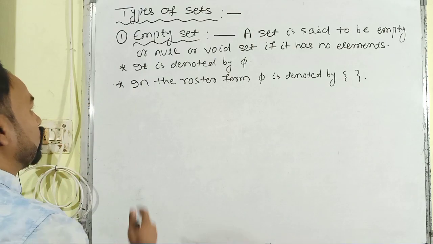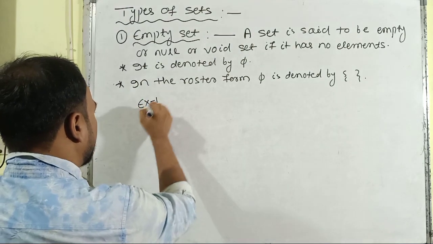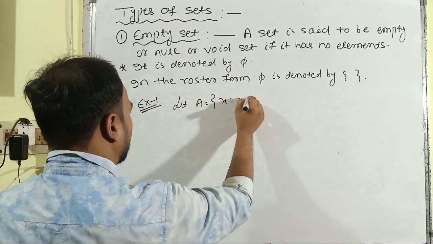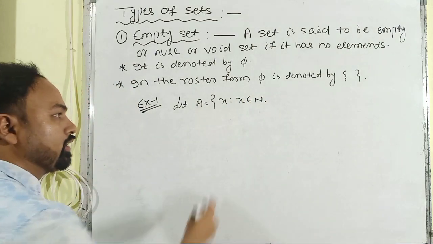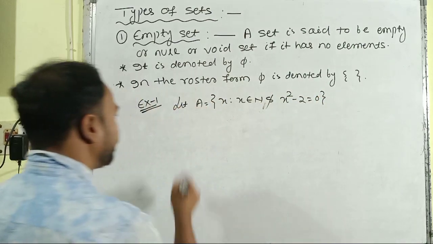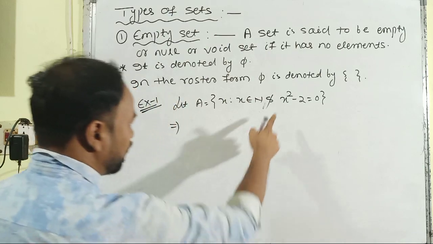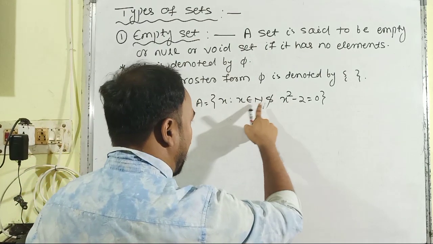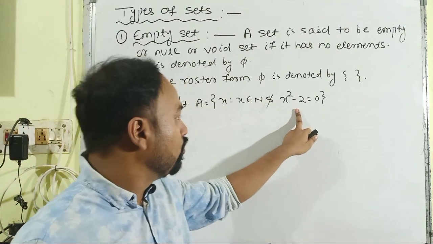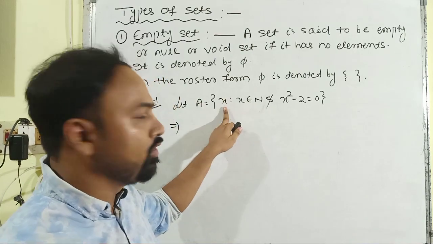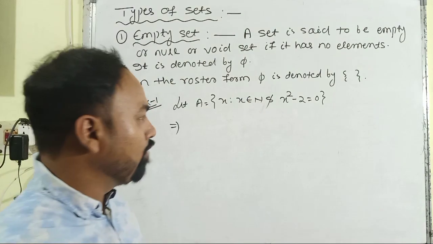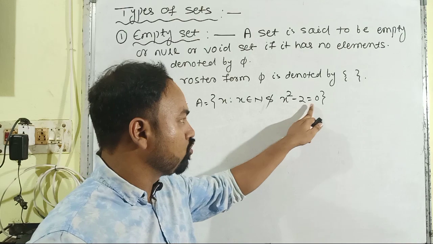Let us take some examples so that the empty set will be clear to you. Example number 1. Let A be equal to x such that x belongs to N, that is x is a natural number, and x square minus 2 is equal to 0. There are two conditions here, and we have to satisfy both of them for the variable x. It must be a natural number, and it must satisfy x square minus 2 is equal to 0.